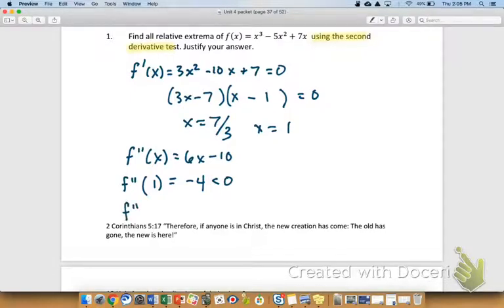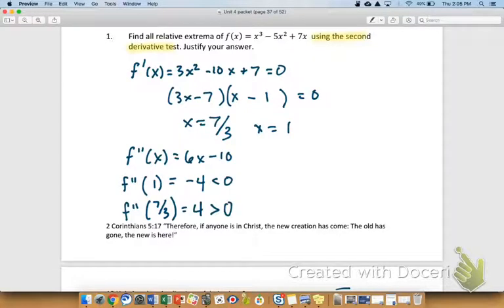And then I need to also find f double prime of 7/3. And what's f double prime of 7/3? I think it's 4. It is, right? Yeah, it would be 42 thirds minus 10. 42 thirds. Yeah, so 14 minus 10 is 4. And what's the most important thing about that number? Yep, that's a positive number.